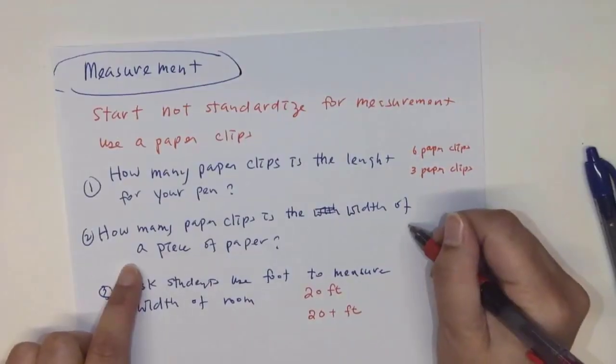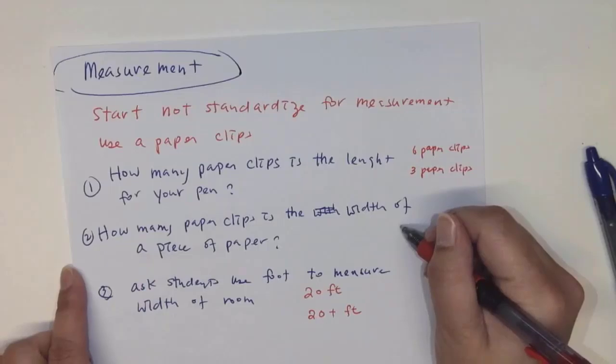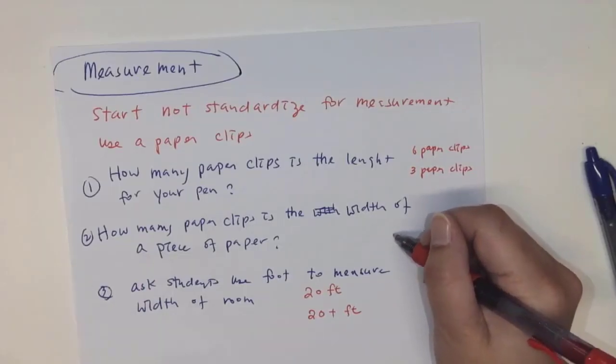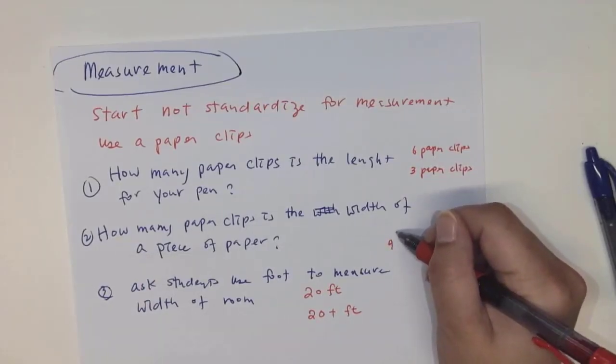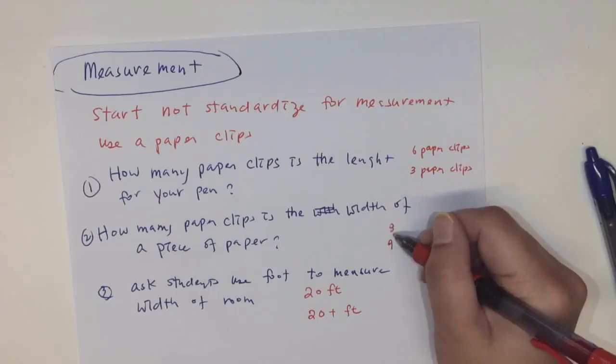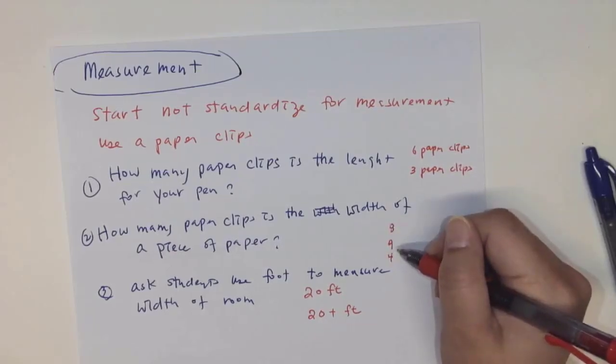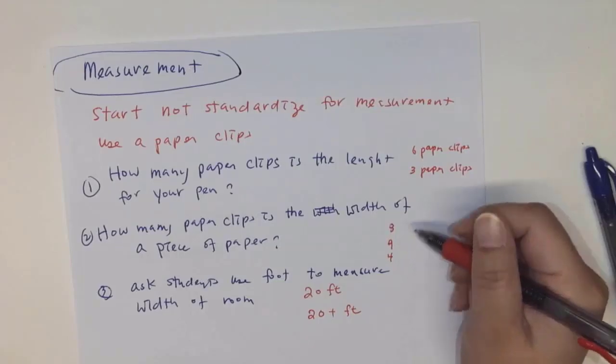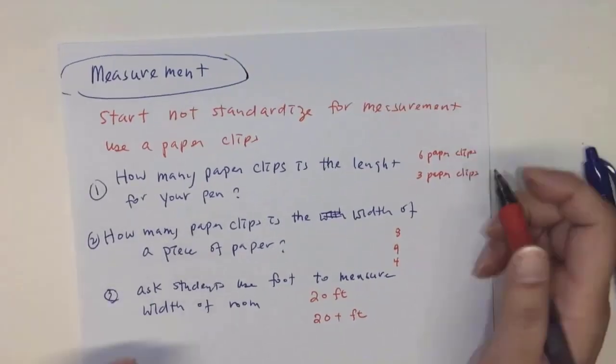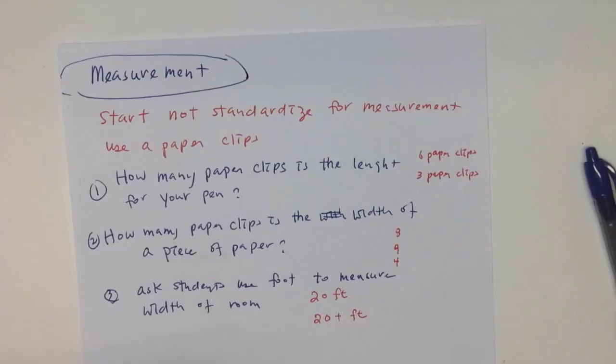Anybody have a number for the paper clip to measure the width of your paper? 9, I heard. 4 if you have a very big paper clip. Depending on your paper too, some of you have a bigger piece of paper, I have smaller. So the number will be all over the place, right?